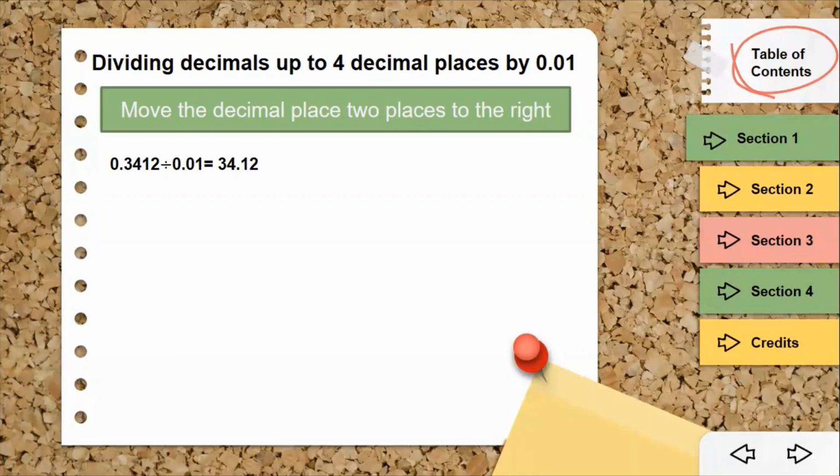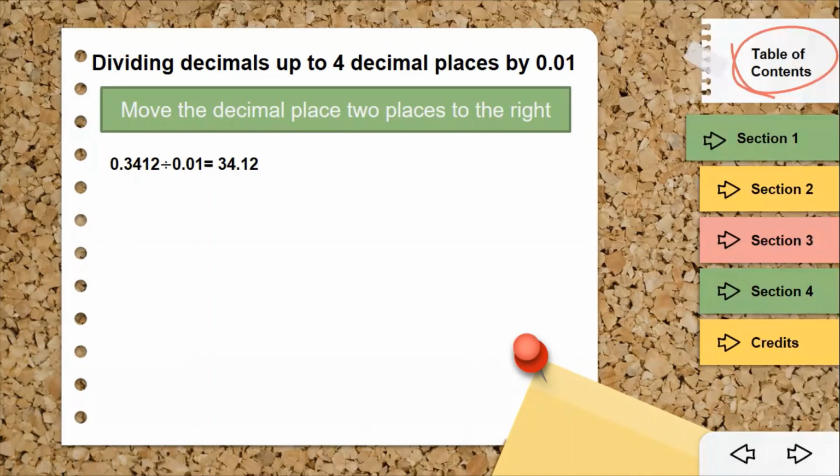We have 3,412 10,000s divided by 1/100. Okay, so the rule tells us that we are going to move the decimal point how many places? 2 places. So here is our decimal point. We're going to move 2 places since we divide this by 1/100, 1 and 2. And for our final answer, we have 34 and 12 hundredths.